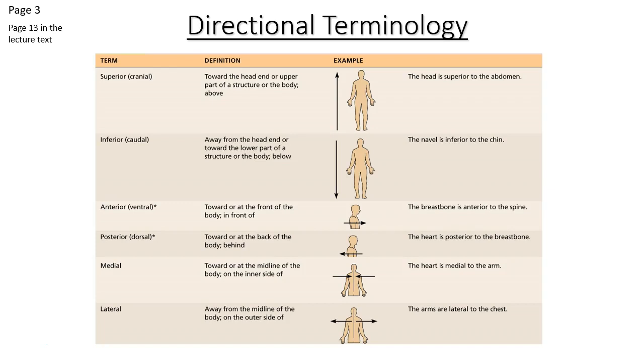And then medial: towards the midline of the body, on the inner side of. So see how we cut this guy in half right here? Well, that's the midline. So stuff that's closer to this would be medial. So the heart is medial to the arm. What else would be medial? I'm trying to think. So the heart is medial to the arm.